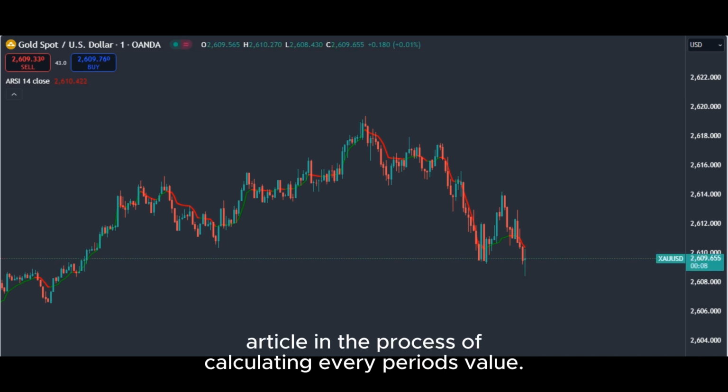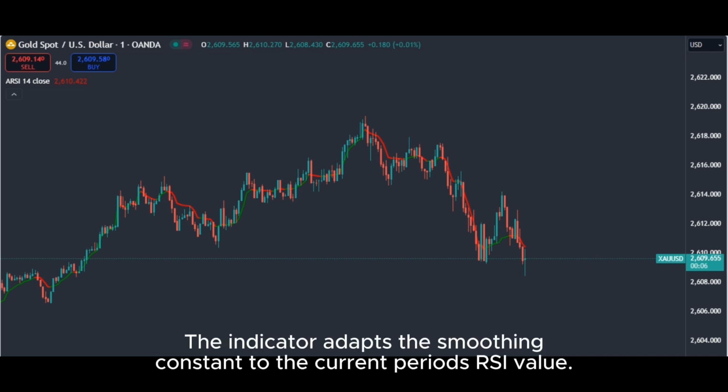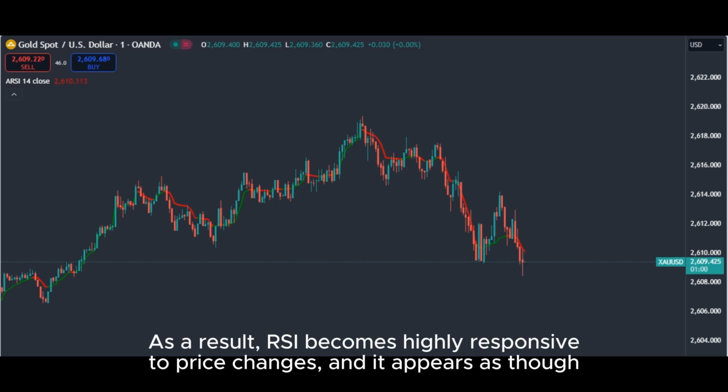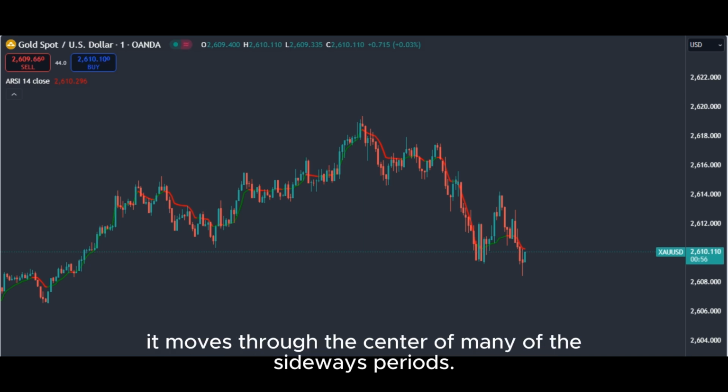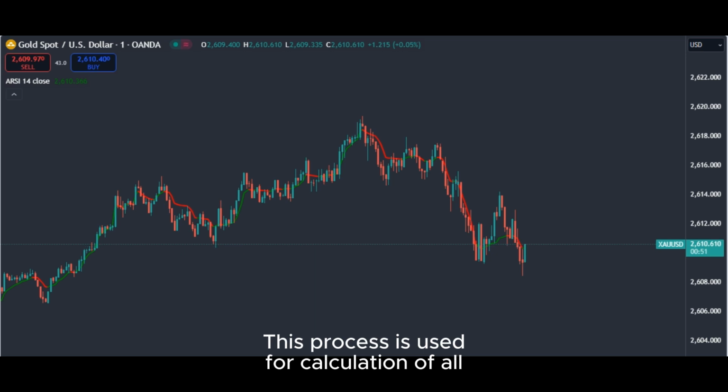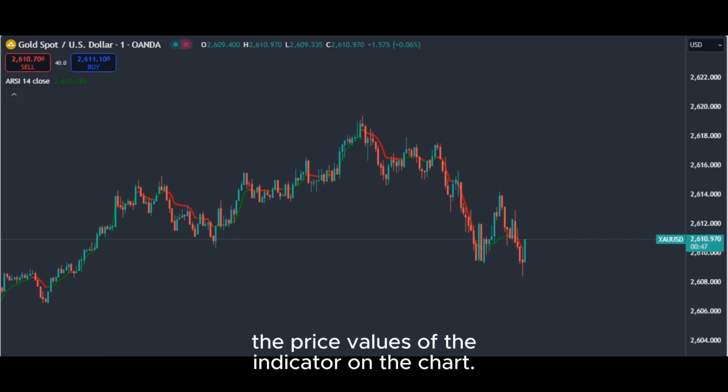In the process of calculating every period's value, the indicator adapts the smoothing constant to the current period's RSI value. As a result, RSI becomes highly responsive to price changes, and it appears as though it moves through the center of many of the sideways periods. This process is used for calculation of all the price values of the indicator on the chart.